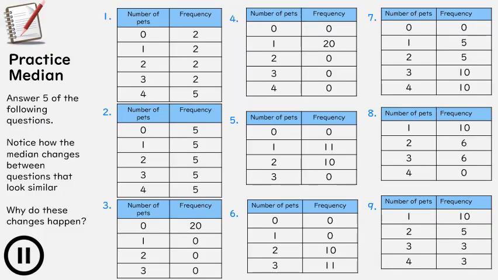Okay, time for you to practice. Choose 5 of these questions to answer. You're going to try and find the median of each one. Remember to look back at the last slide if you're a little bit stuck. Remember, you will need that formula (n + 1) divided by 2 to find the middle position.